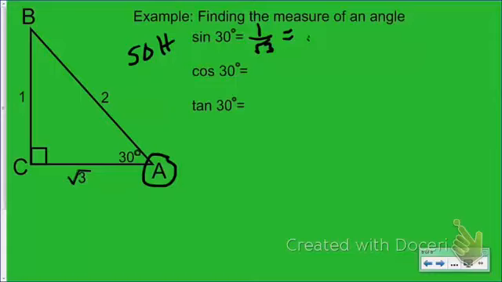Whoops, I'm sorry, I did that wrong. It should have been 1 divided by 2. Excuse me for that mistake. Opposite over hypotenuse would be 1 divided by 2. And on my calculator, of course, that would be 0.50.